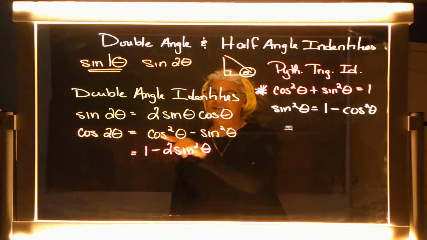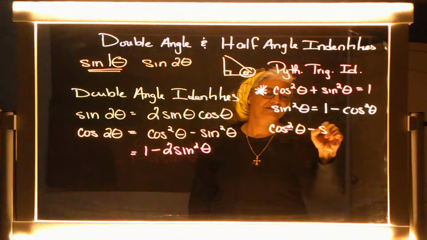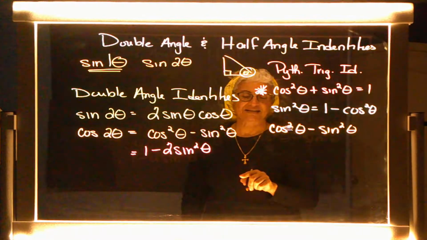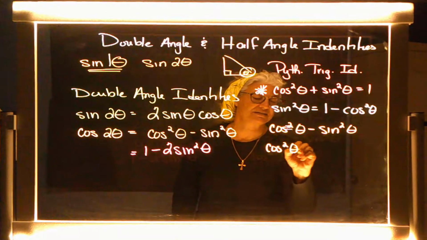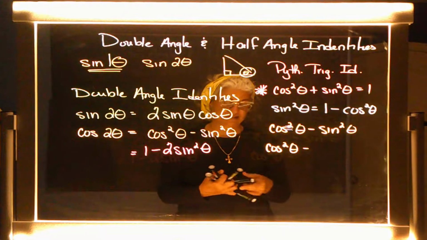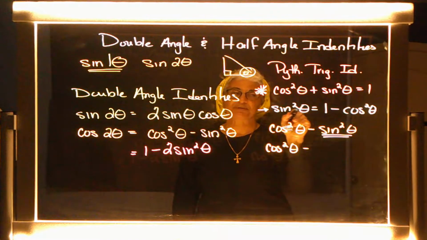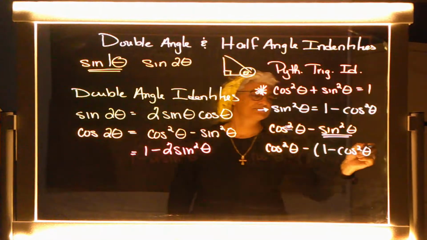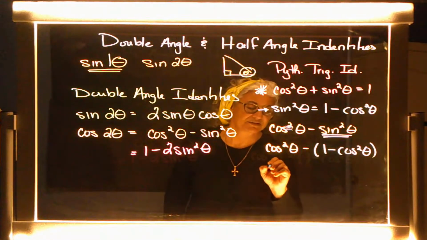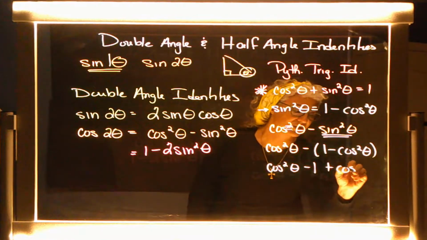If I take the original identity for cosine of 2 theta, which was cosine squared theta minus sine squared theta, and I make a simple substitution, the cosine squared theta stays as is, and instead of writing sine squared theta, I write this replacement. Let's see what happens. So I have cosine squared theta minus 1 plus cosine squared theta, don't I?